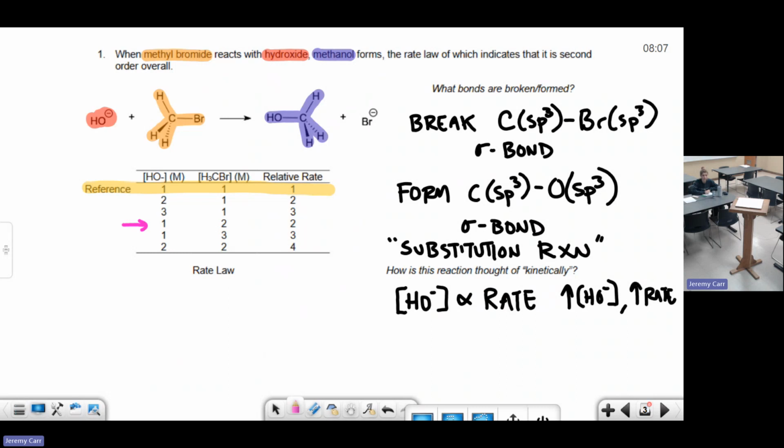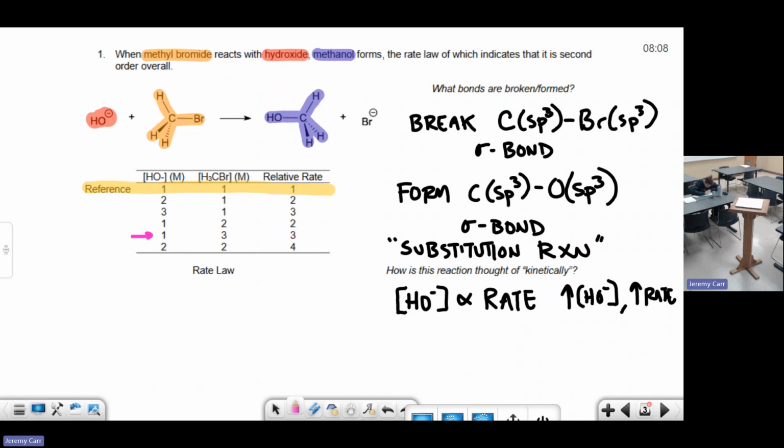So in this experiment, what do we do? We hold sodium hydroxide, or we hold hydroxide constant, 1 molar, and then we increase the concentration of methyl bromide. What happens to the rate? It doubles, right? So as we double the concentration of methyl bromide, we see a doubling in the reaction rate. Okay, so this is telling us an important clue, and you can probably make a prediction, right? So if we triple the concentration of methyl bromide, we triple the reaction rate. You can see that right here. We triple relative to the reference reaction.